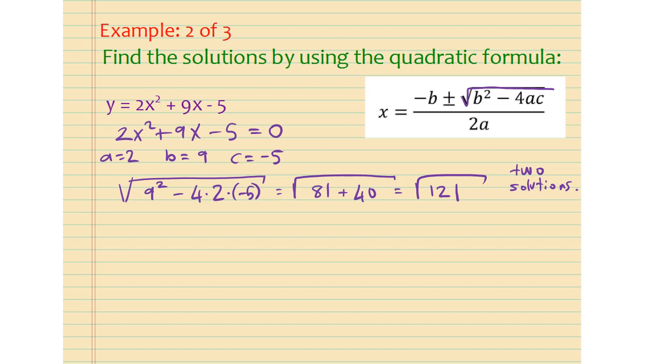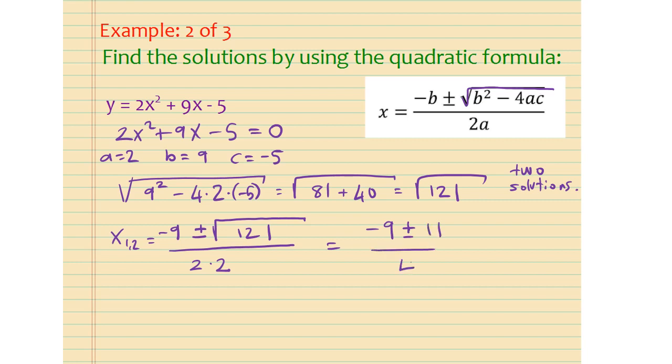Our quadratic formula, x1 and 2 is equal to negative b, which is negative 9, plus or minus square root of b squared minus 4ac, which we have already found as 121, all over 2a, 2 times a. Now from this, we're going to have two different values, which will be our solutions. Let's evaluate this one more step. Negative 9 plus or minus 11 over 4.